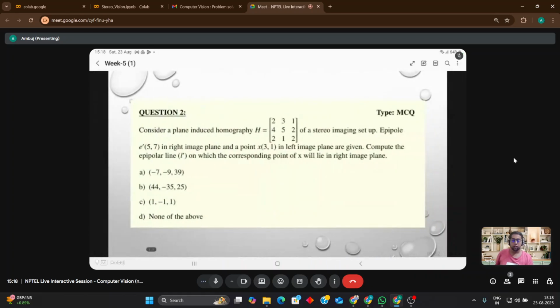Moving forward to question number 2, please try to jot it down. At least try to jot down the homography matrix H and E dash. I'm just coming in 2 minutes.